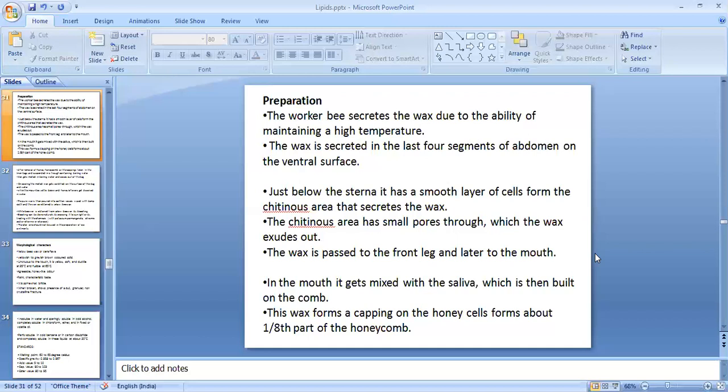The wax, when it comes to the mouth, gets mixed with the saliva. And then it is deposited onto the honeycomb to build the honeycomb along with the other substances. This wax forms a capping on the honey cells, about almost around 1/8 part of the honeycomb. That means the weight of these cappings will be around 1/8 part of the honeycomb.